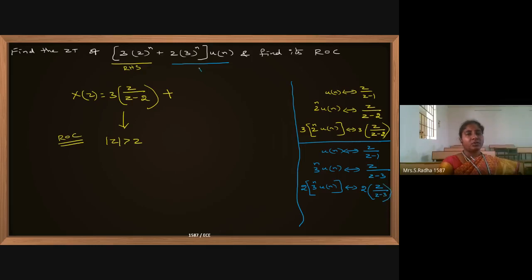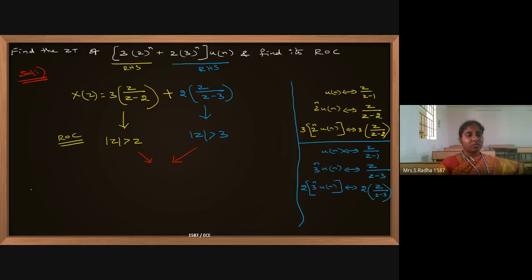And you see, this is also a right-handed signal. The z transform we have calculated is 2 into z by z minus 3. Now, if you go to the ROC, the pole is present at 3, right-handed signal, so greater than symbol, and 3 is the pole value. This is about finding the z transform, and we have two different ROCs. We have to finalize the ROC from the two.